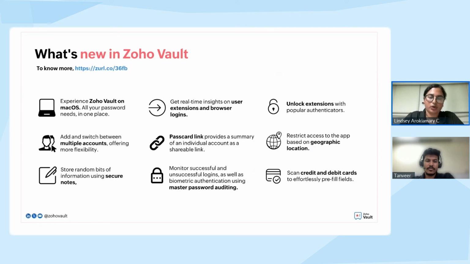In addition to Zoho OneAuth, users can now easily unlock their extensions with popular authenticators like Touch ID, Windows Hello, Passkey, and YubiKey. Geolocation restriction. Admins can now restrict access to the Zoho Vault app based on geographic location, enhancing both security and compliance with regional regulations. Payment card management. Easily manage and scan payment cards, allowing for quick refill of card details.